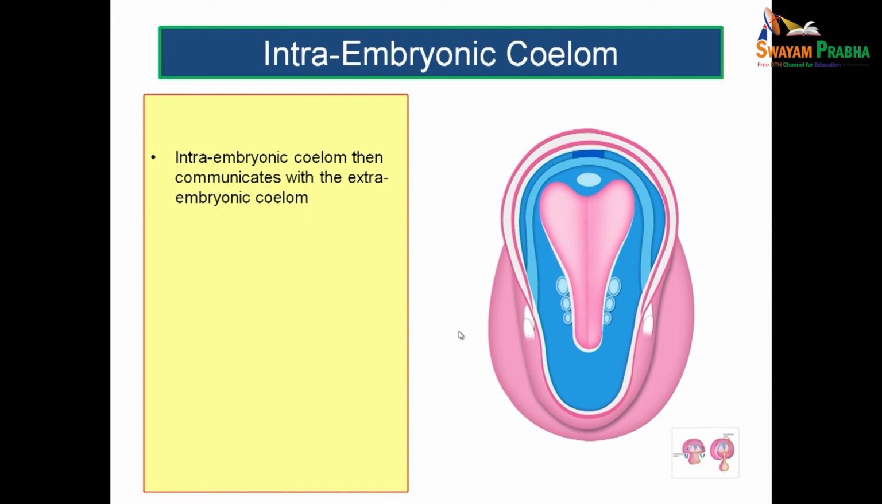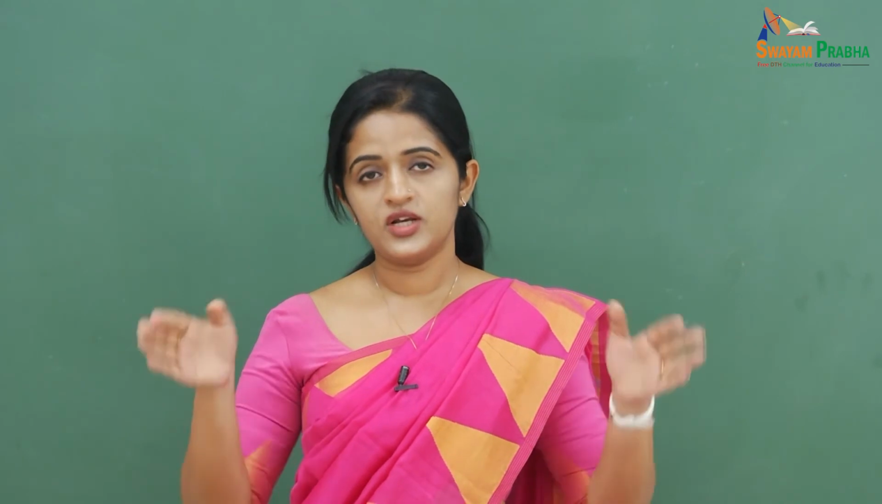Why is this intraembryonic coelom formed? This intraembryonic coelom, as soon as it is formed, will be communicating with the extraembryonic coelom. When we discussed the intraembryonic mesoderm, we mentioned that towards the periphery of the germ disc, it is continuous with the extraembryonic mesoderm. Similarly, the cavity formed within the intraembryonic mesoderm, that is the intraembryonic coelom, as soon as it is formed, will try to make a continuity with the coelom found outside the embryo, that is the extraembryonic coelom.